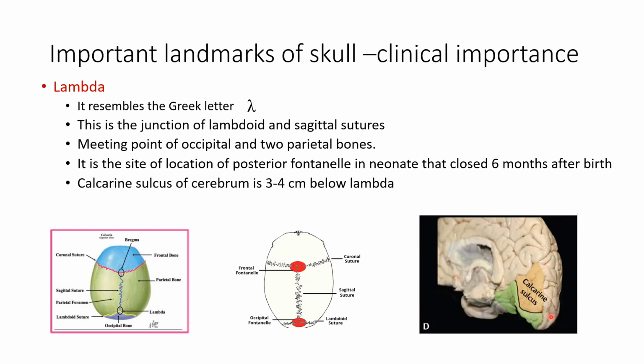Then the calcarine sulcus of cerebrum. You can see here the calcarine sulcus of cerebrum, the occipital lobe, is 3 to 4 centimeters below the lambda. So it's a landmark for the calcarine sulcus.